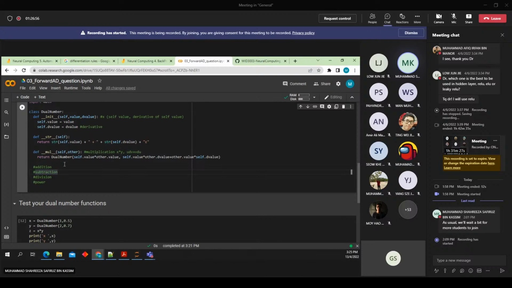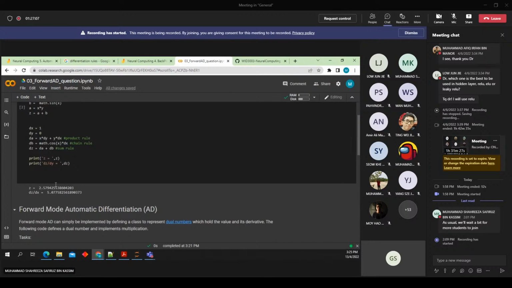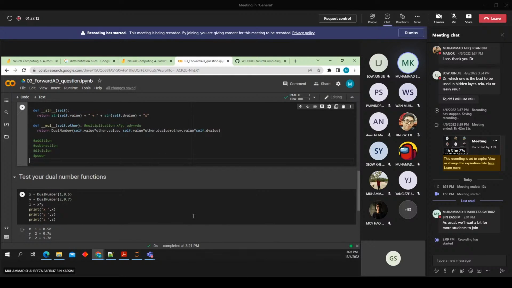I'm going to give you maybe 20 minutes for you to populate this: test addition, subtraction, division, and power. And then you can play around. You can test your dual number functions.